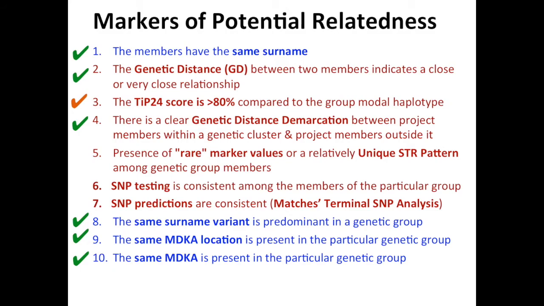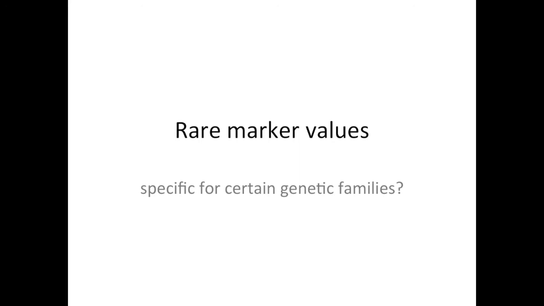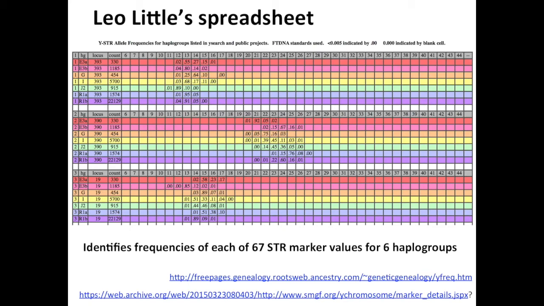So we've looked at SNP testing and we've looked at SNP predictions. The last two are rare marker values and unique STR pattern. Now, rare marker values, for this we look at Leo Little's spreadsheet. And God bless him, he passed away I think in about 2005, but his legacy certainly lives on. And these spreadsheets help identify the frequency of values for each marker. This is DYS393, the first one. This is 390, the second one in the FTDNA sequence.